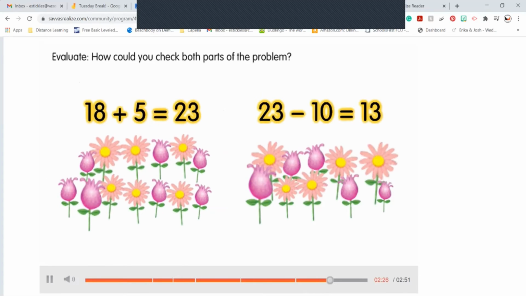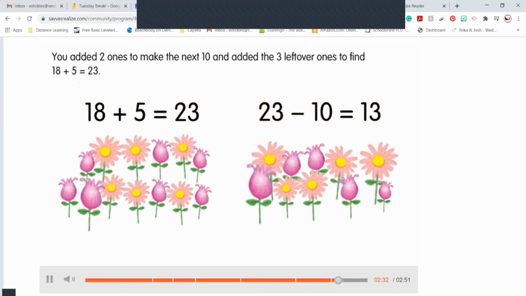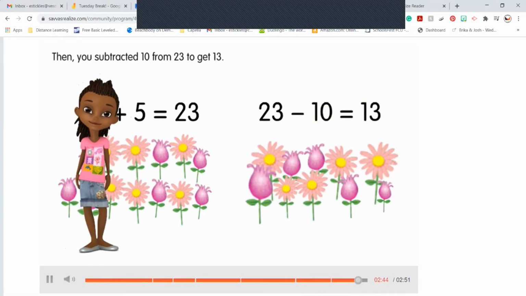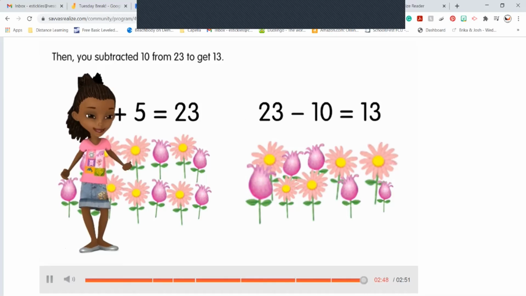Evaluate. How could you check both parts of the problem? You added 2 ones to make the next 10 and added the 3 leftover ones to find 18 plus 5 equals 23. Then you subtracted 10 from 23 to get 13. Now you know how to solve a two-question problem. Let's grab our workbooks and do some practice problems.